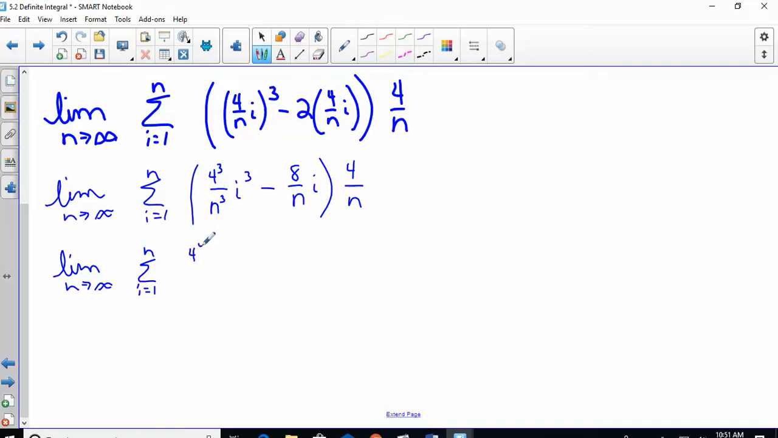So if you distribute that, 4 to the third times 4 would be 4 to the fourth over n to the fourth i cubed, minus 8 times 4 will give me 32 over n squared i. Okay, and you're welcome if you want to go ahead and evaluate 4 to the fourth, that's certainly fine.